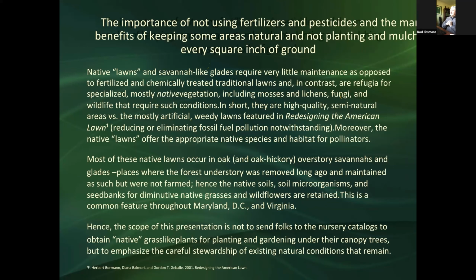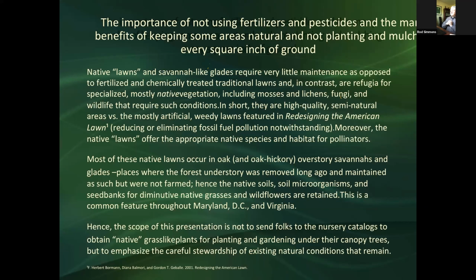And basically a lot of them are what we call these native lawns, or these no-mow lawns, that are the remnants of an upland pasture, or they're basically savannas under oaks and hickories that were preserved when the homes were built carefully in the 1940s and 50s. And so we'll see a frame in a minute of an example of that.